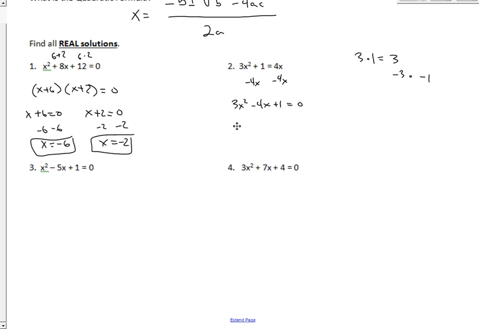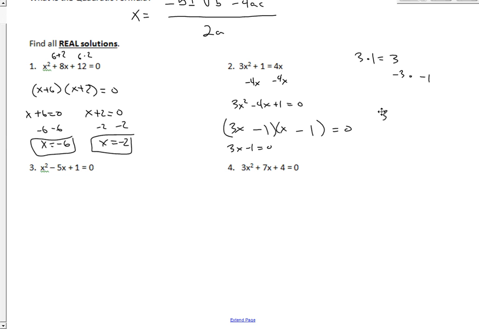And so I need to split my 3x squared into 3x times x. And my factors of 1 are just 1 and 1. To get negative 3 and negative 1, both of these need to be negative here. So I get 3x minus 1 and x minus 1 equals 0. And then I set each of these equal to 0. So 3x minus 1 equals 0, and x minus 1 equals 0.